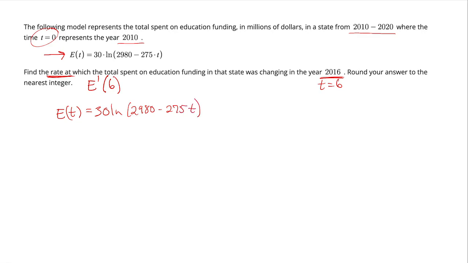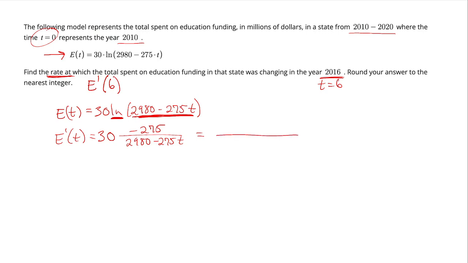So what rule do we need to use? We need to use the chain rule. So the 30 hangs out there, and then what we're using the chain rule on is the ln function, with the inside being the argument of the ln and the ln being the outside. So as we've seen before, we are going to take the derivative of the inside, which is negative 275, and we'll divide that by the inside. Okay, and then I'll simplify that just a little bit.